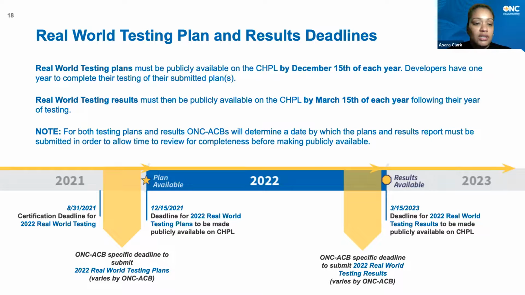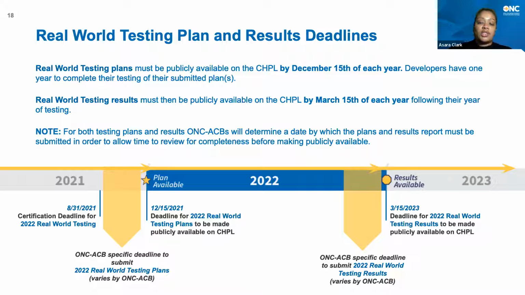All right, so just to talk a little bit about the deadlines to recap on everything. I was talking a lot about the December 15th deadline for real world testing plans, but want to also share the deadlines for results reporting and for your health IT to have been certified, the deadline for certification to have been completed, and when those actual criteria need to be included in your real world testing plan. So this just gives a little bit of a timeline that brings all those deadlines together.